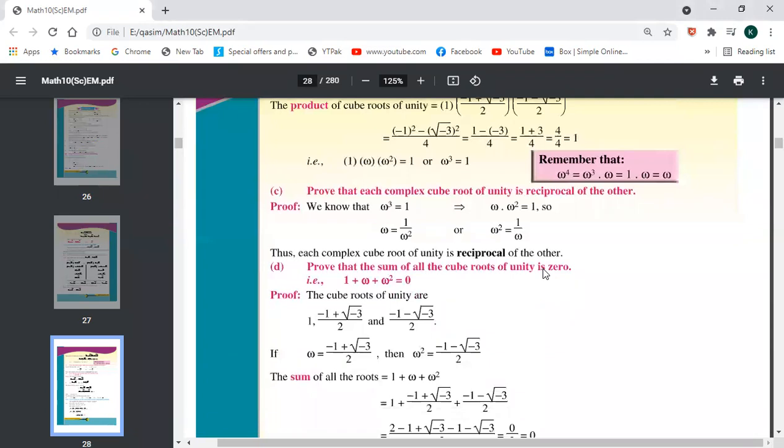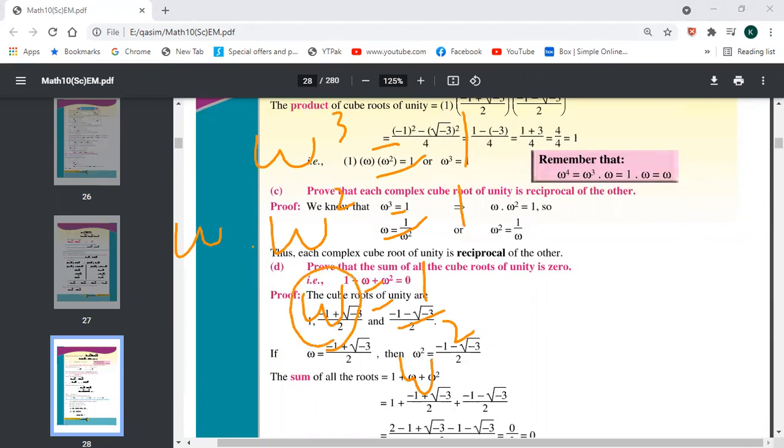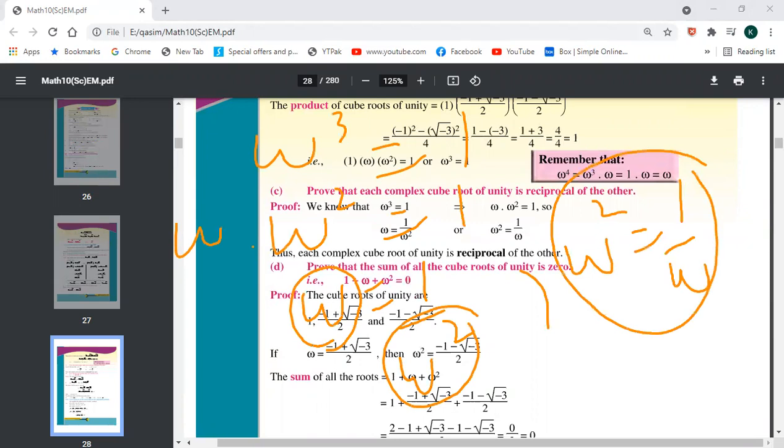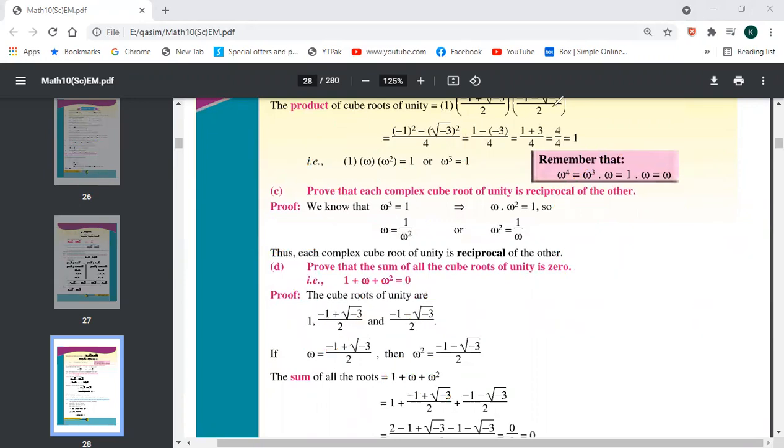When I take omega cube, as we know omega cube equals 1 from above, splitting omega cube, it must be omega into omega square equals 1. So omega equals 1 over omega square. This is one root and this is the second root, so each is the reciprocal of the other, or omega square equals 1 over omega. Both are reciprocal to each other.